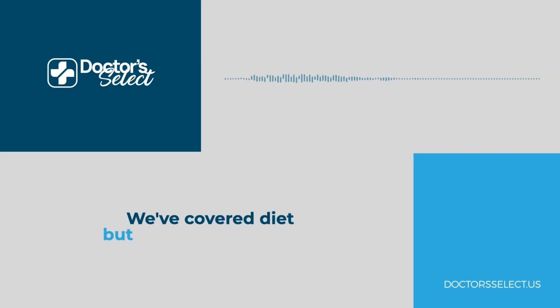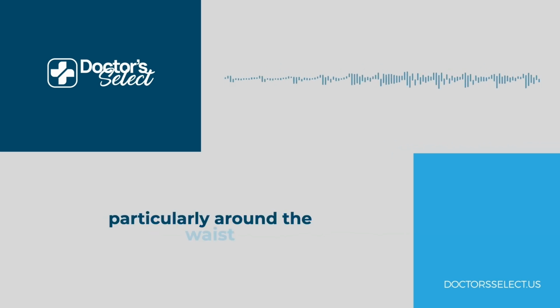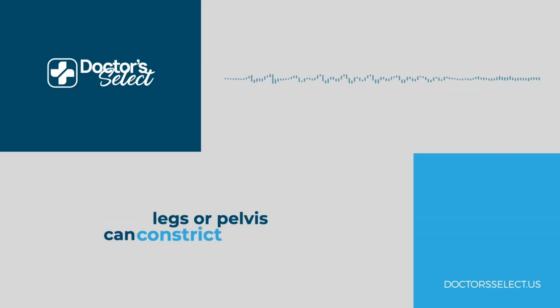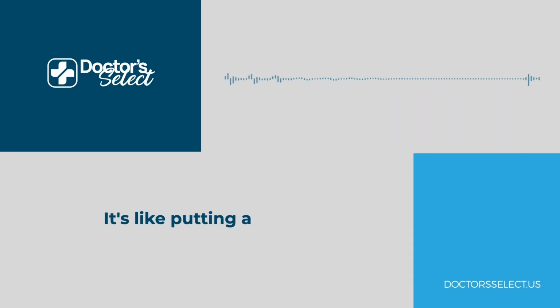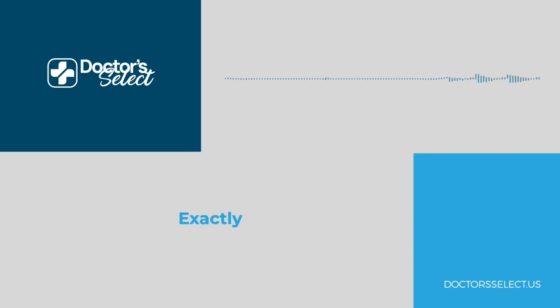We've covered diet, but what about clothing? Can what we wear affect varicose veins? It can. Tight clothing, particularly around the waist, legs, or pelvis, can constrict blood flow. It's like putting a kink in a hose. So basically, avoid anything too constricting. Exactly. Opt for loose-fitting, comfortable clothes, especially if you spend a lot of time sitting or standing.